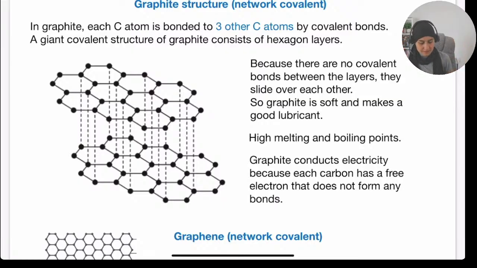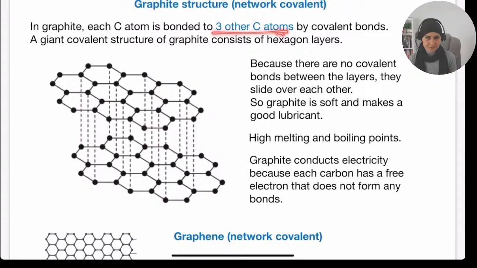Next bit. Then graphite, it conducts electricity. Very uncommon for covalent substances to conduct electricity. The majority of covalent substances do not conduct, because we need to remember, to conduct electricity we need mobile charged particles. What are those particles here?